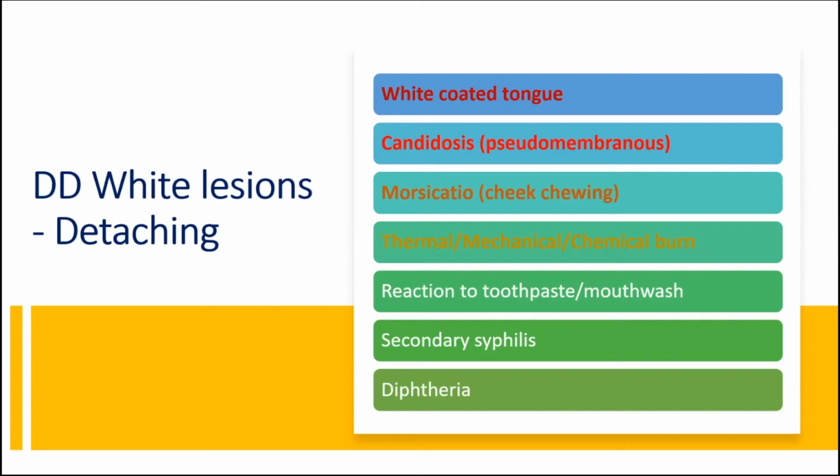So with thermal, mechanical, and chemical burns, you can usually peel off the white slough off the top. It can also be a reaction to toothpaste or mouthwash, so more like a contact stomatitis. Secondary syphilis can present as a detaching white lesion, as can infection with diphtheria, but that's quite rare and only in particular areas of the world.